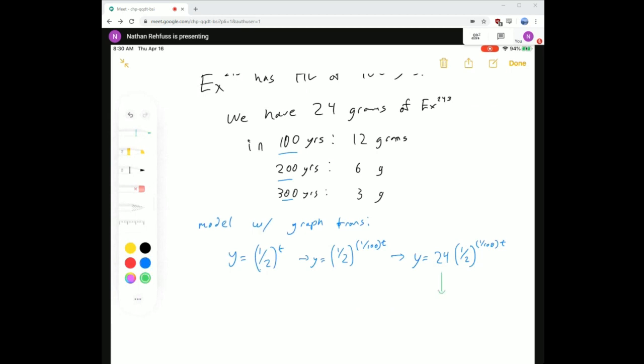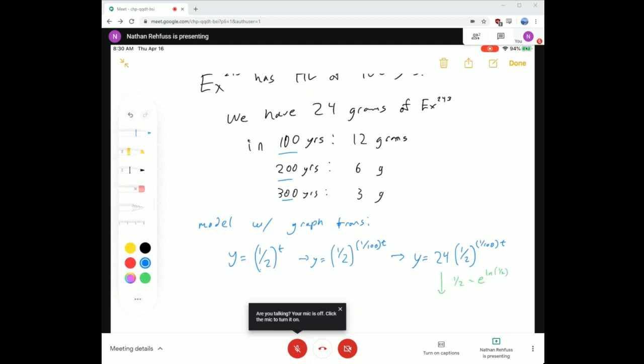I can say 1/2 is the same as e to the natural log of 1/2. And so this equation should really be y equals 24 times e to the power of natural log of 0.5, or 1/2, times 1/100 times t. And that means this whole thing right here is k. So that's one way to come up with a model for this situation.